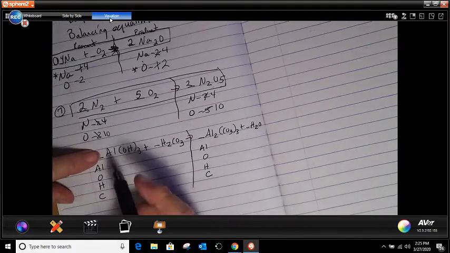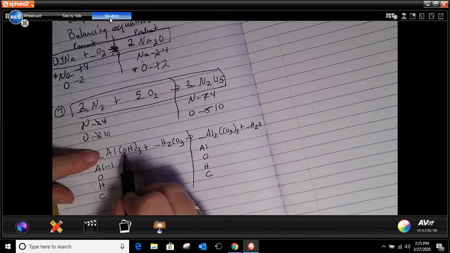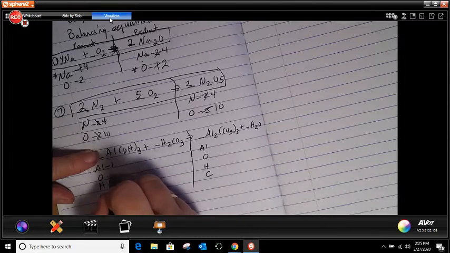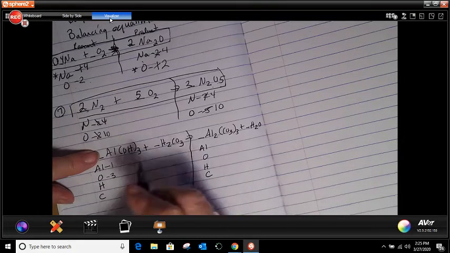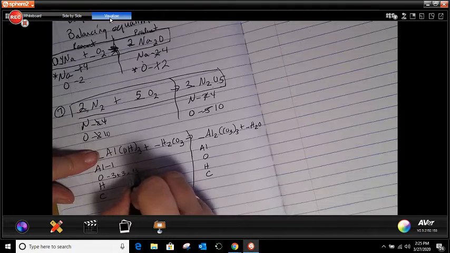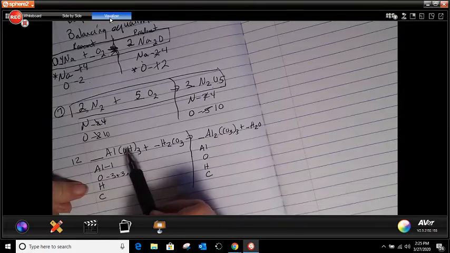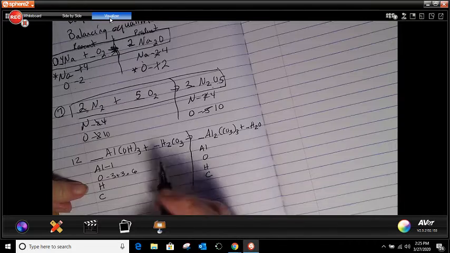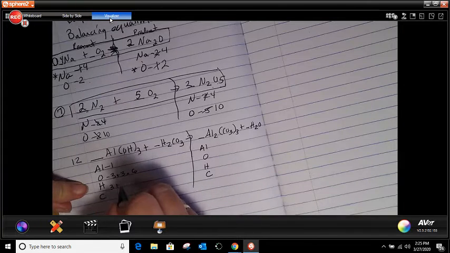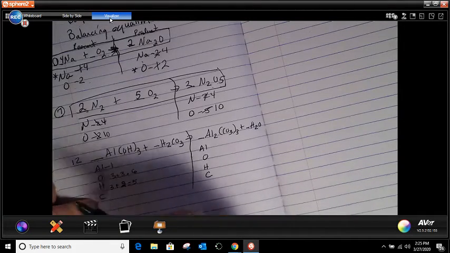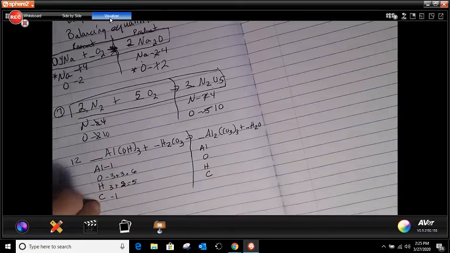And Al right now is 1. Oxygen is 3 times 1, which is 3, and this has 3 over here. That's going to equal 6, right, guys? Hydrogen, 3 times 1 is 3, plus 2 is 5. I always like to write it down so that I make sure I did everything. And then carbon, of course, is just 1.